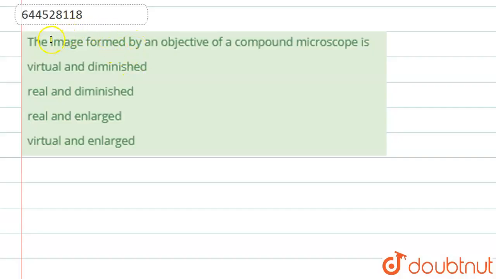Well, hello students. Now we're going to see this question. The question says that the image formed by an objective of a compound microscope is.